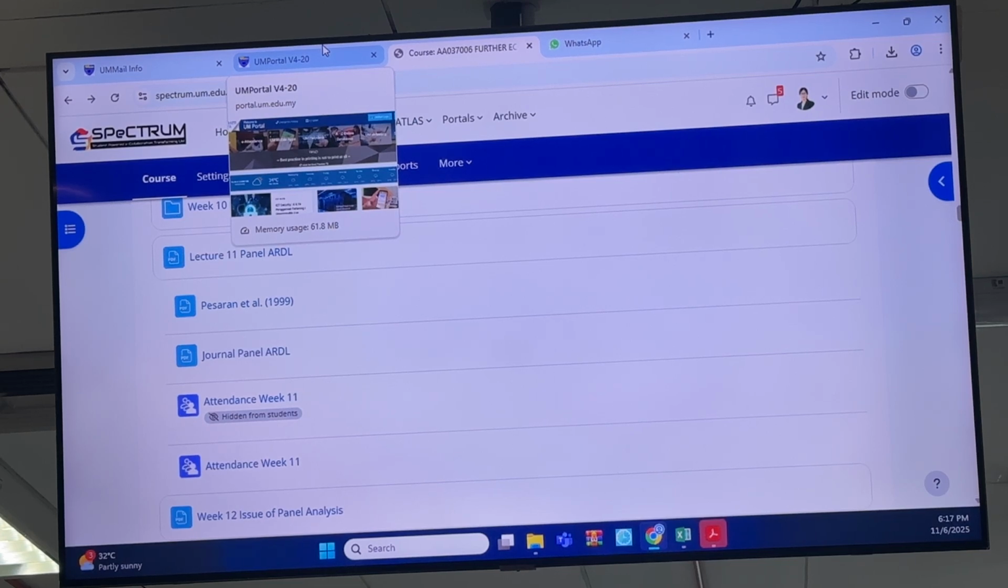So welcome. Now about this issue on the panels, especially panel analysis. As we are aware, we bring out the issue of stationarity, then the cross dependency. So actually the issue in the time series.